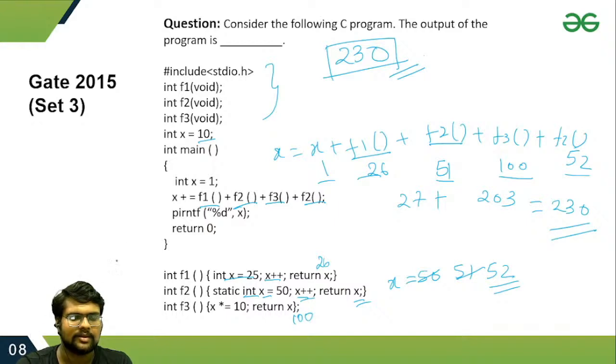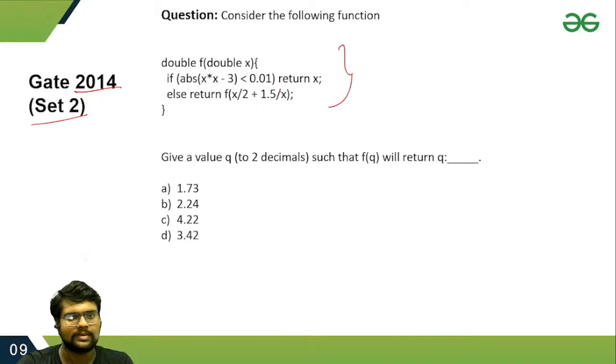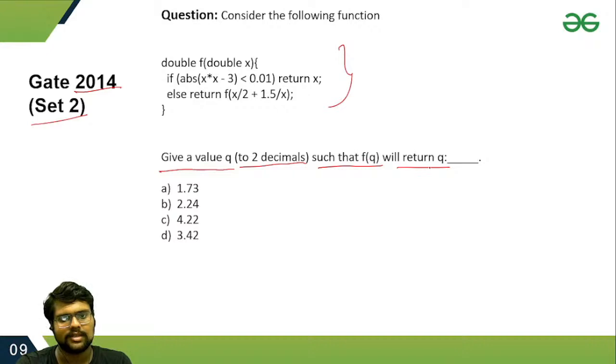Now let's try to do our next question, that is this. It was asked in GATE 2014 set 2. In this question, we have to give the value q up to 2 decimal places such that f of q will return q. So if we pass q in this function, then it should return q.